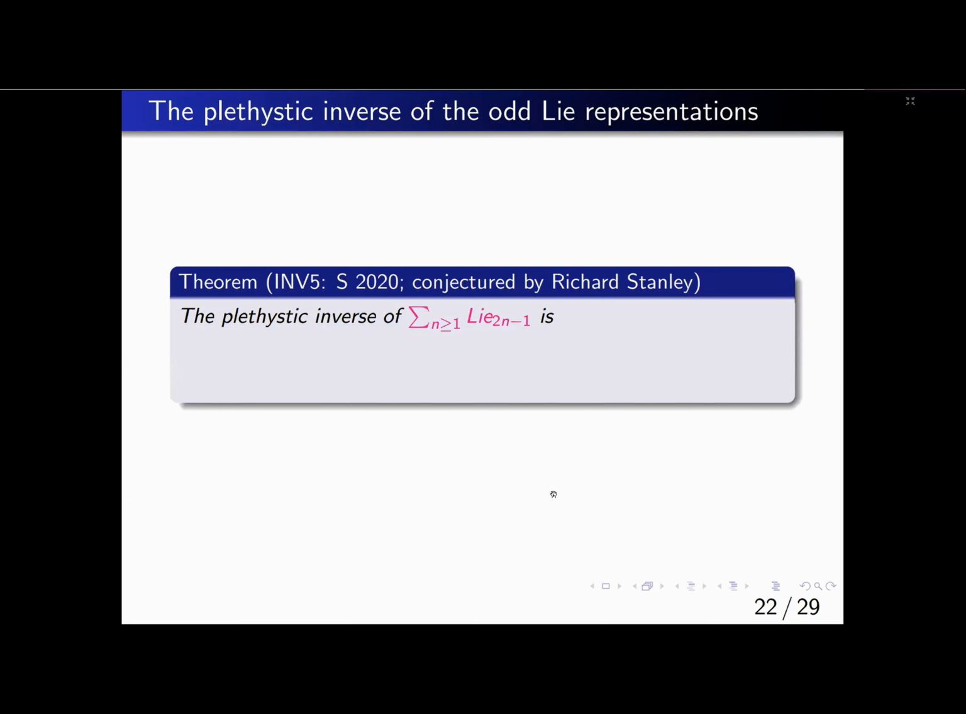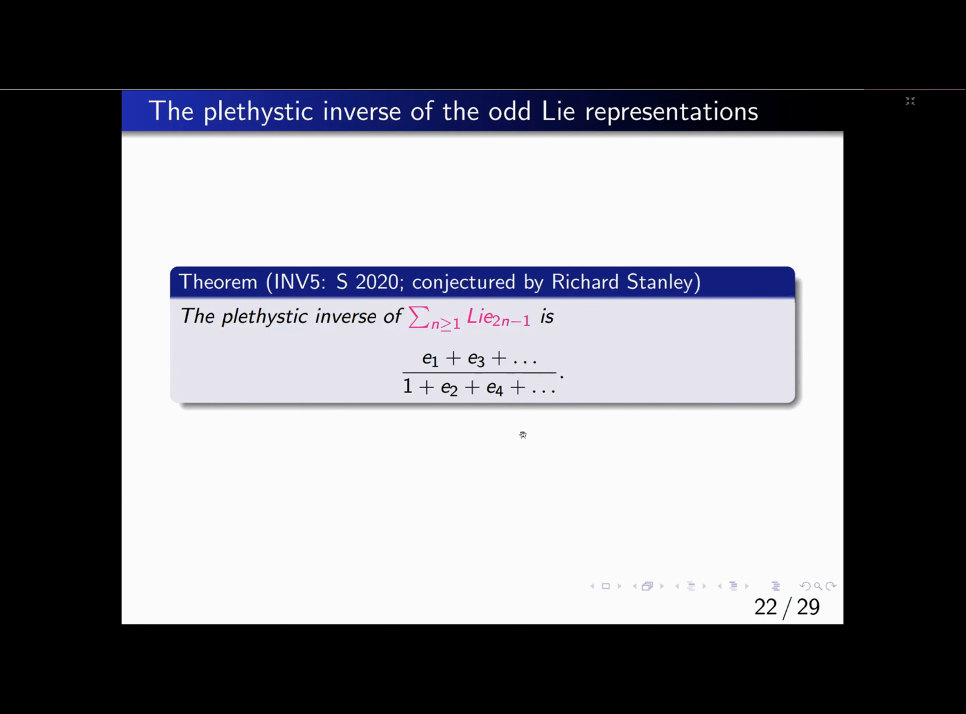Okay, so here's the first main result of this talk. This is actually something that was conjectured by Richard Stanley. And it was very exciting for me because I proved it. And it's the first time I've ever proved anything that Richard conjectured and told me about. So here it is. The plethystic inverse of the odd Lie characteristics is precisely this quotient of e's, the odd e's divided by the even e's.